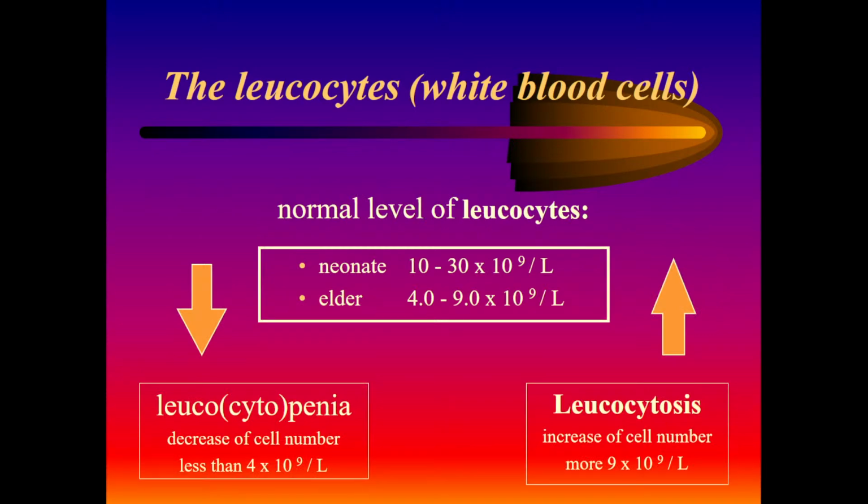The level of leukocytes in neonates and the elderly is on these slides. Please note, a decrease of cell number to less than 4 in 10 to the 9th degree per liter is named leukocytopenia. If the cell number increases to more than 9 in 10 to the 9th degree, it's named leukocytosis.